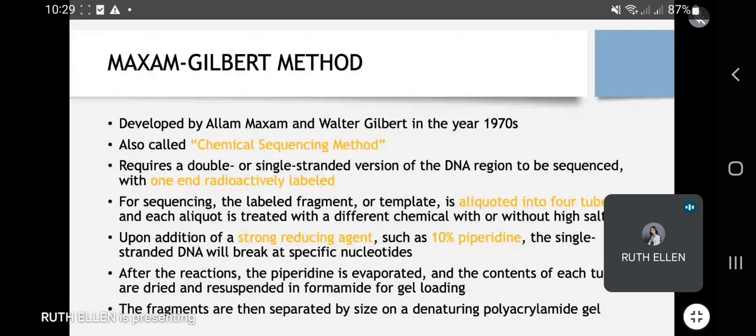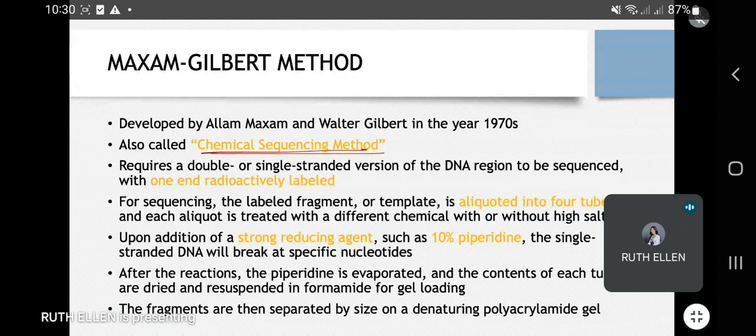So first, for Maxam-Gilbert method, it is developed by Alan Maxam and Walter Gilbert in the year 1970s. So it is also called as chemical sequencing method. Okay, so bakit siya tinawag na chemical sequencing method? Because it involves the use of different chemical agents or yung mga tinatawag nating base modifiers which are responsible for cleaving a specific nucleotide. So, bawat chemical agent, bawat base modifier, meron silang target na specific nucleotide na binibreak or kinikleave nila. Okay?